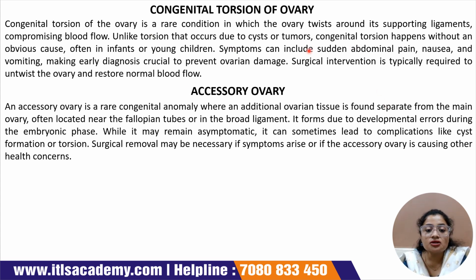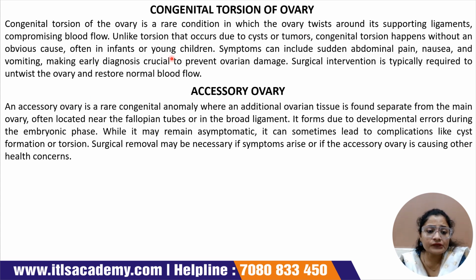That is congenital torsion of ovary. It's a rare condition in which the ovary twists around its supporting ligaments. The ovarian ligaments are very important for the proper ovulation process, and basically when the ovum comes out and goes to the fallopian tube, for that particular process the ovarian ligaments are very important.